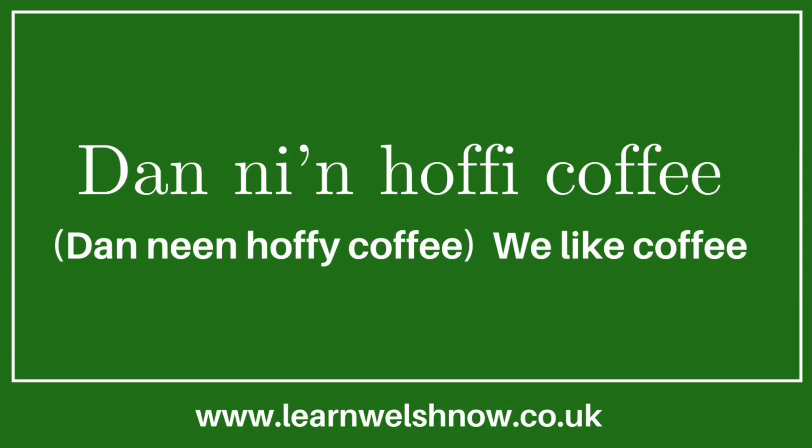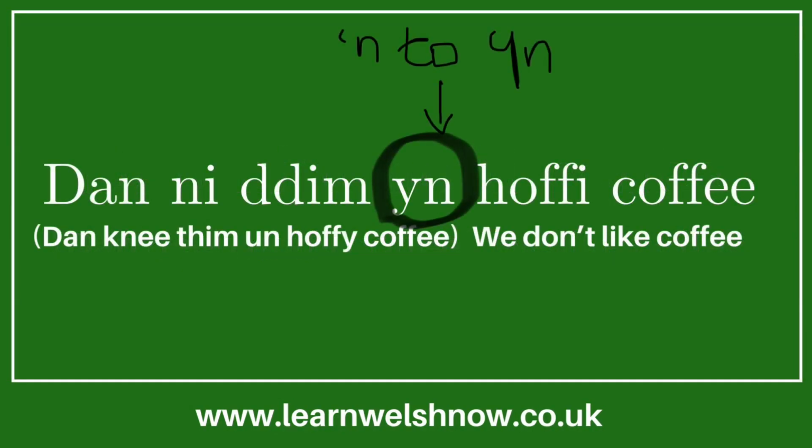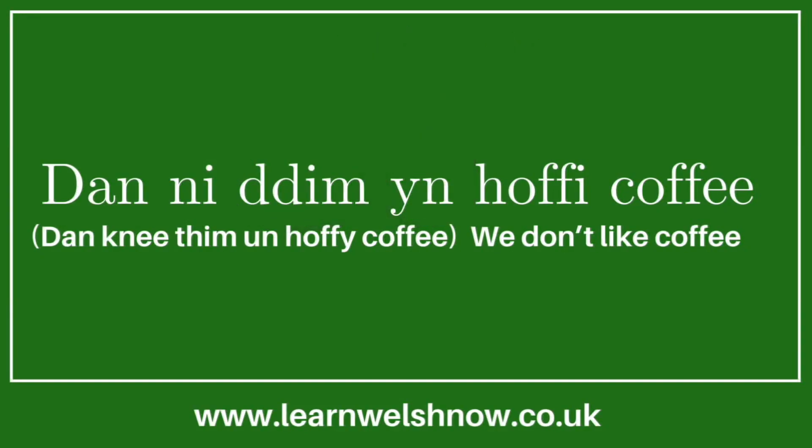We like coffee. We take that first bit, dan ni'n, which means we or we are. Obviously the apostrophe N now becomes an yn. We take dan ni yn and pop a ddim in. Dan ni ddim yn. We don't. And add that to our sentence. Dan ni ddim yn hoffi coffee. We don't like coffee.